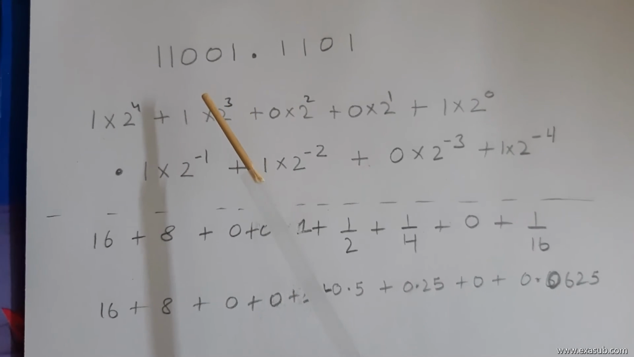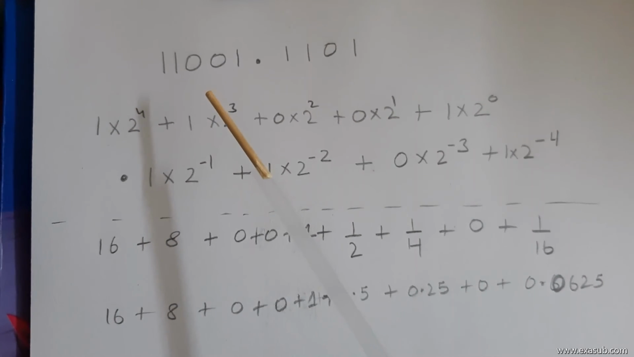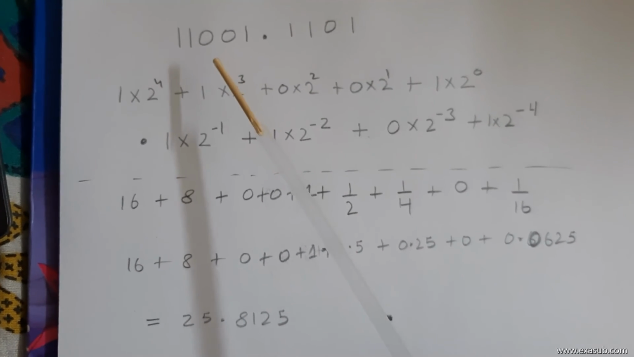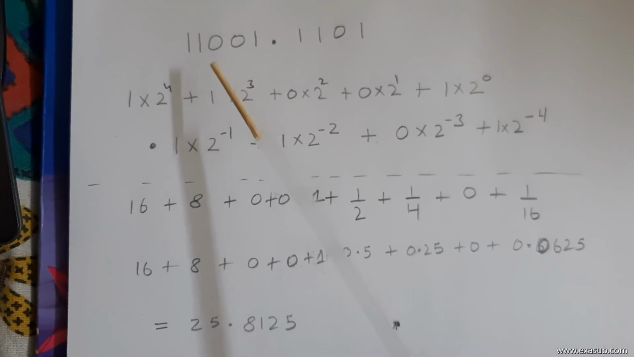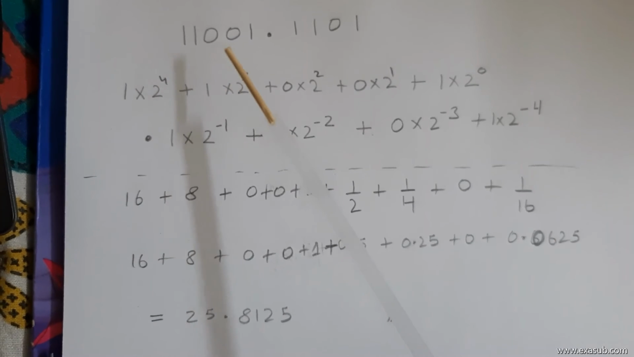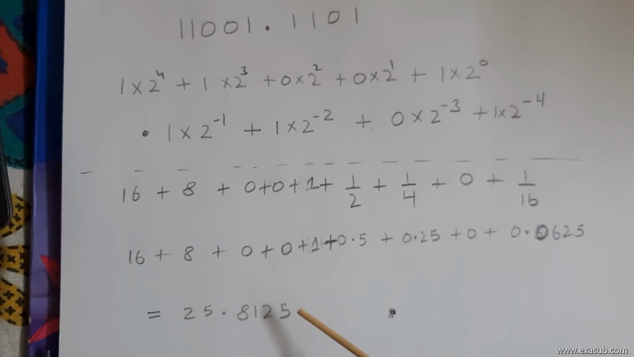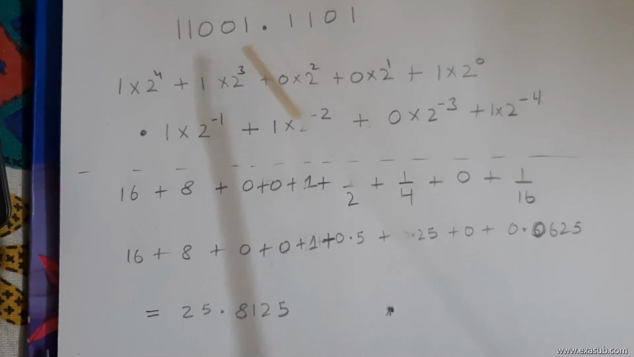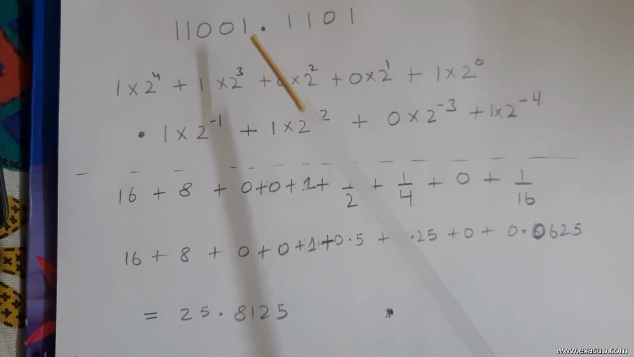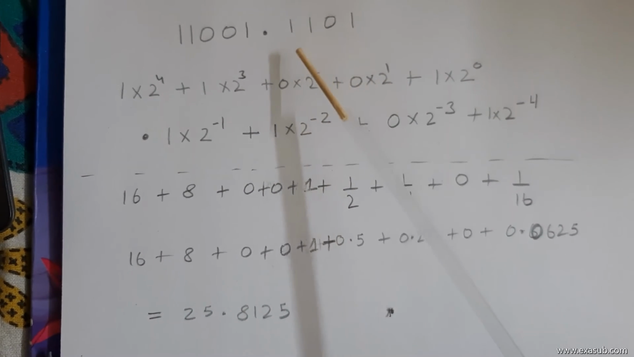Just as in decimal numbers we have fractional numbers, similarly in binary we also have fractions. So here is a number which is equivalent to 25.8125, and its binary is 11001.1101.